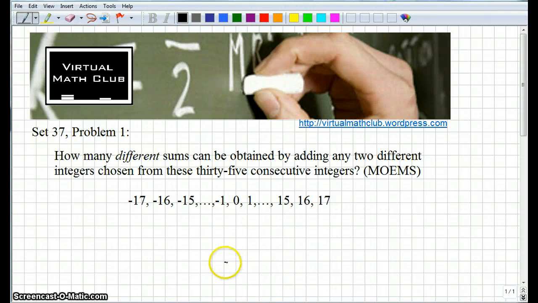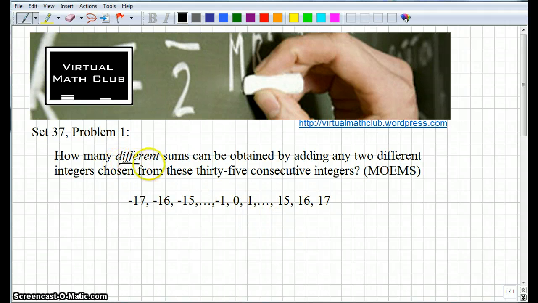Problem number 1. How many different sums can be obtained by adding any two different integers chosen from these 35 consecutive integers? Alright, well, when you first look at this, if you've done any combinations and permutation problems, you might think of this as being a combination problem. You're taking combinations of pairs of numbers and coming up with sums.